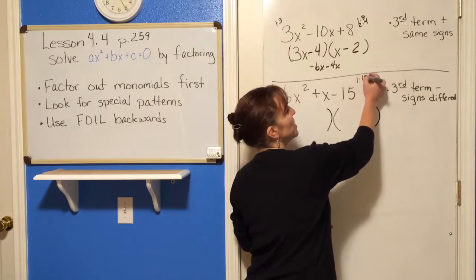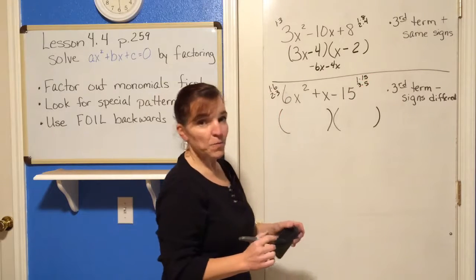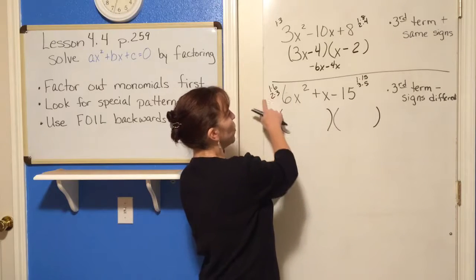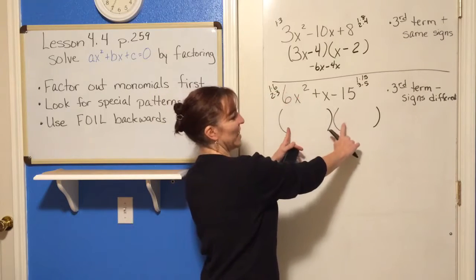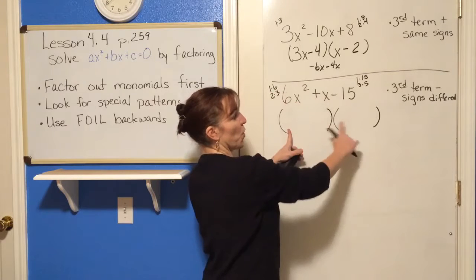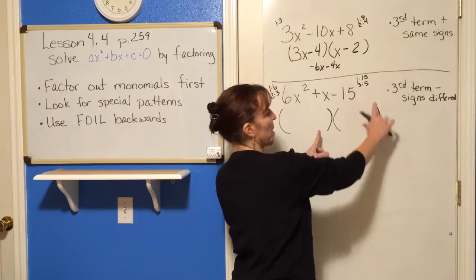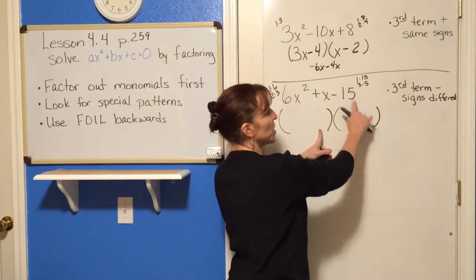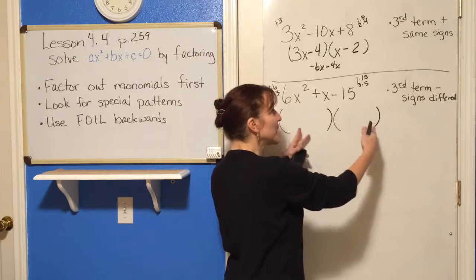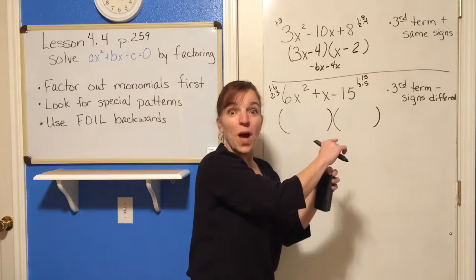15 is 1 times 15 and 3 times 5, and those are the only options there. So what we're trying to do here is have one of these sets in the first terms of our binomial equal the 6x squared, and one of these pairs of numbers in our last terms multiply together to get a negative 15. Then the combination needs to combine to make positive 1.